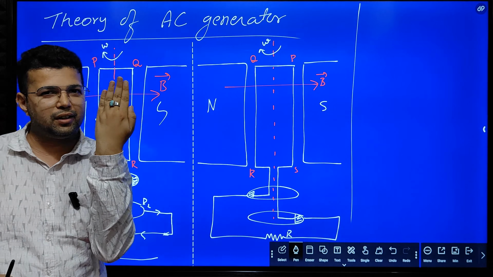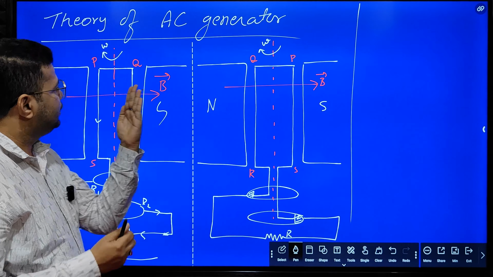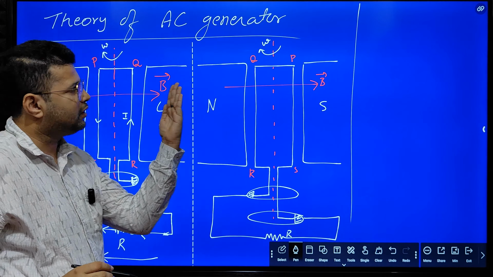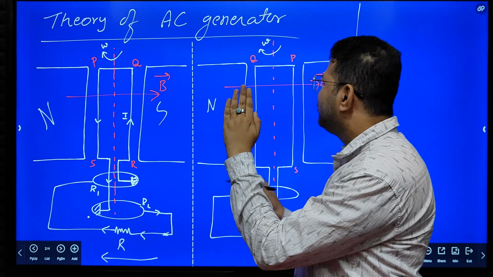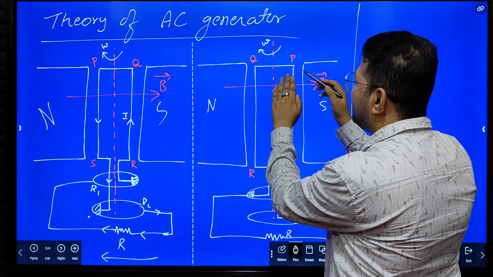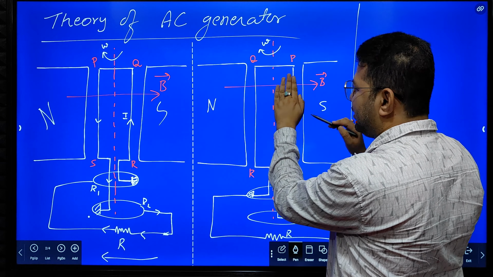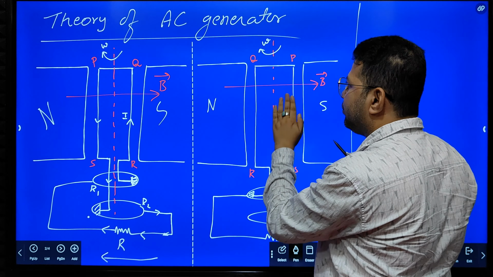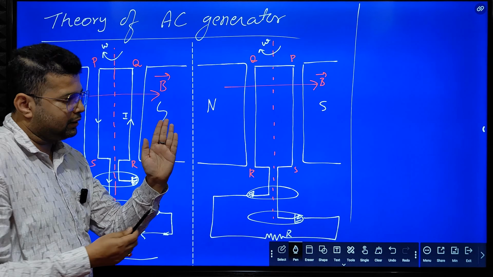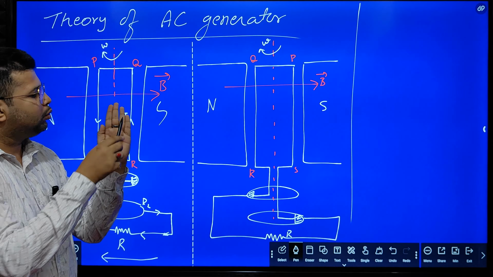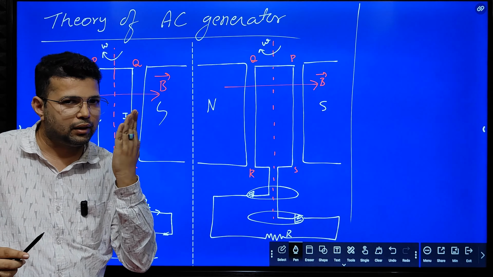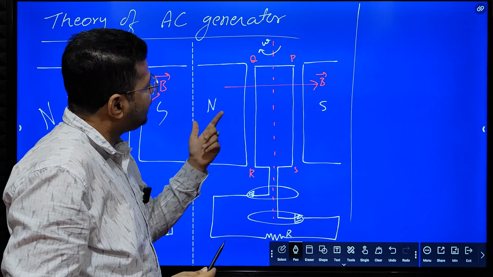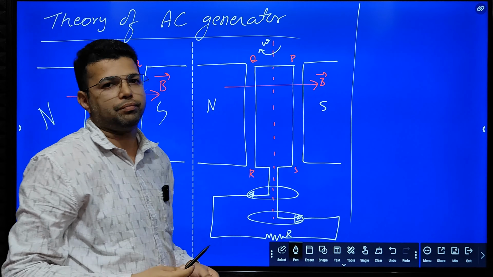now this is the situation. See, this is P, Q, R, S. After half rotation, see, this is the rotation. Now where is P? P is here, Q is here, R is here, S is here. Now what is happening? Since the coil is rotating in the same direction, initially P, Q, R, S rotates half a rotation. Then again it should rotate. So after half rotation, this PS is coming out.